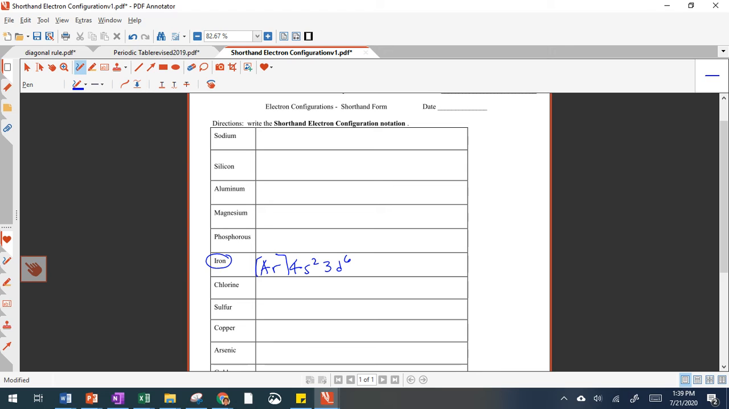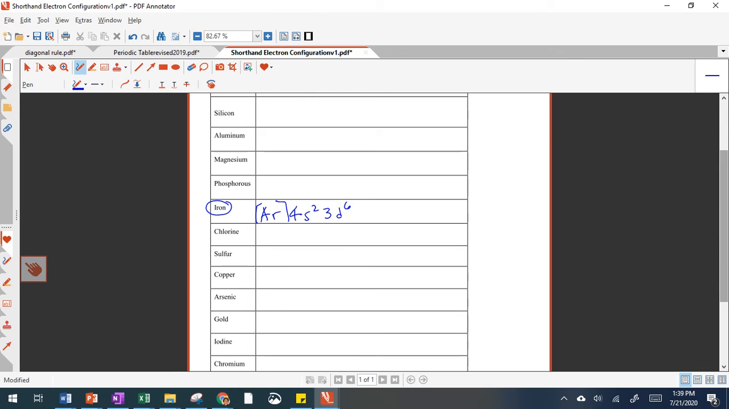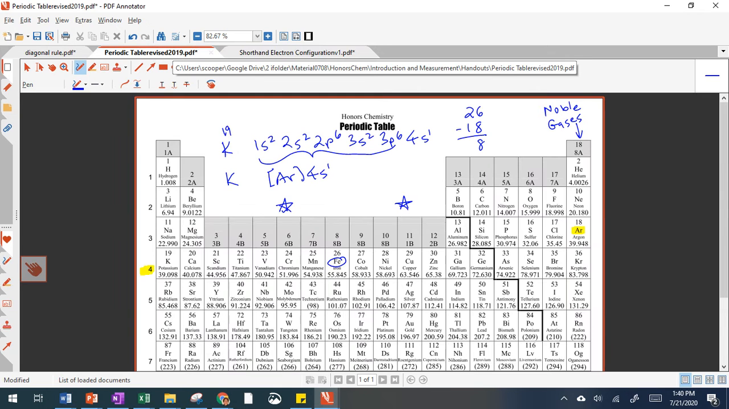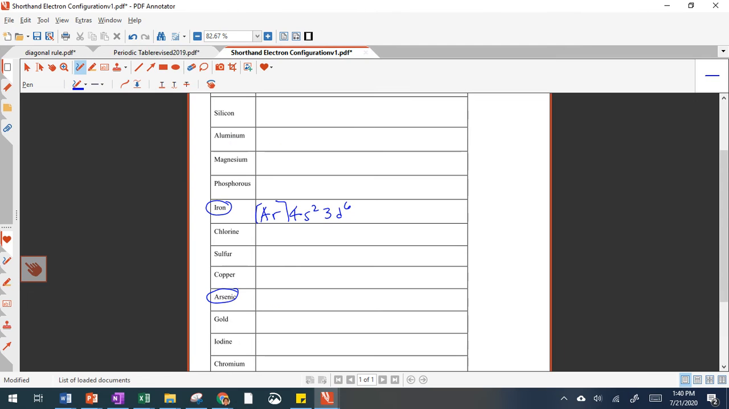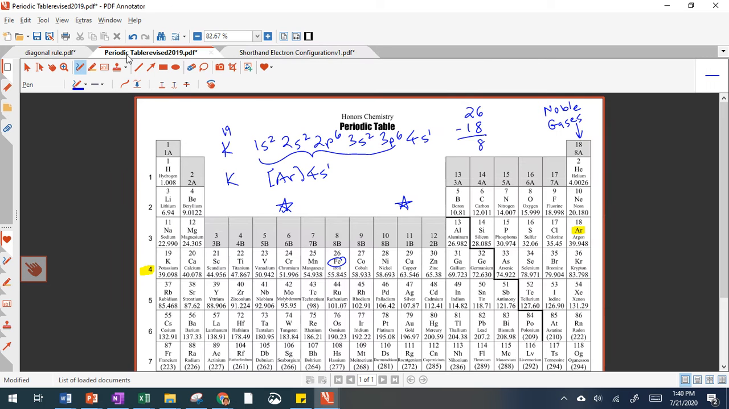So let's do another one. Let's look at arsenic. Here's arsenic. Arsenic is in row 4. It's also going to be using argon. Arsenic has, let's look at our periodic table, arsenic has 33 minus 18, so it has 15 more electrons than argon.